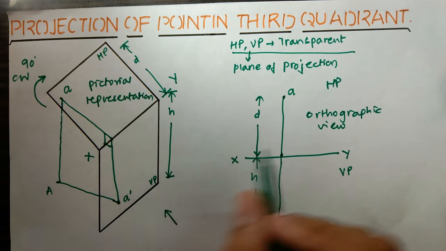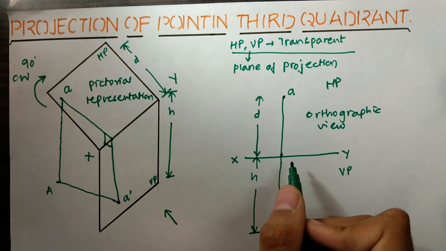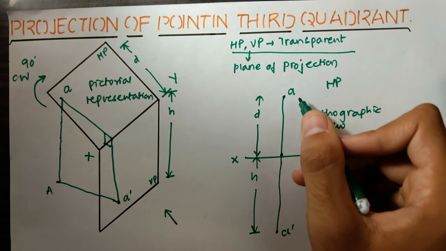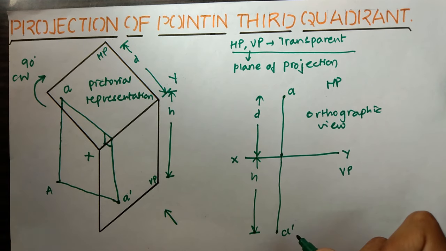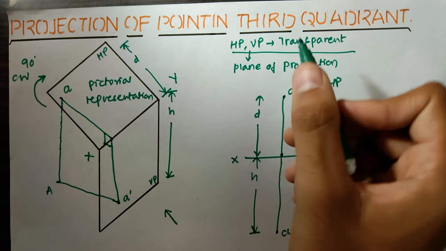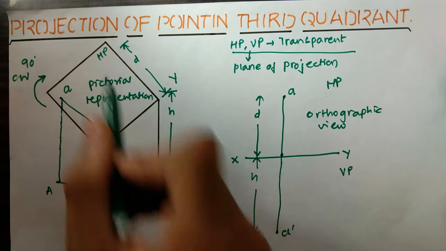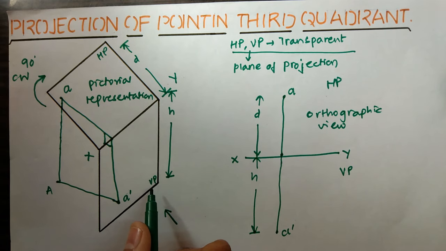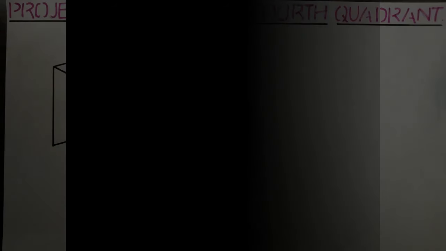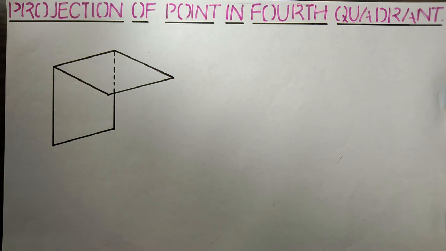So guys, this is all about projection of a point in the third quadrant. An important point to be noted in the third quadrant is that here the top view lies above the front view, while in the first quadrant the front view lies above the top view. Moreover, in the first quadrant both the vertical plane and the horizontal plane are not transparent in nature, but in the third quadrant both the horizontal plane and the vertical plane, which are at right angles to each other, are transparent in nature.